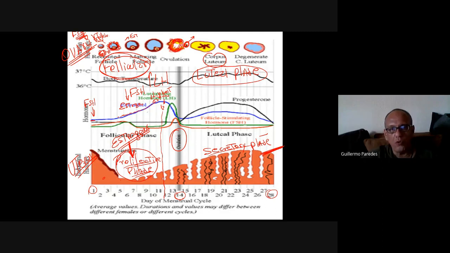What is the corpus luteum doing? The corpus luteum produces progesterone. And this progesterone is the one who produces the secretory phase. The progesterone is coming from the corpus luteum, and what it is doing is the secretory phase, meaning the deposit of glycogen in the endometrium. So just to summarize here.